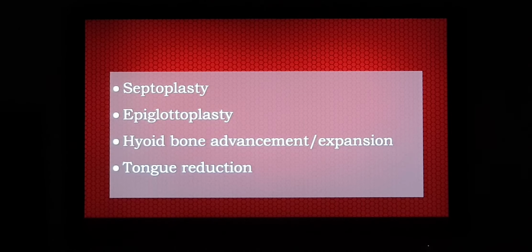With coblation or radiofrequency, we will reduce the size of the tongue. But one point I would like to tell you: septoplasty, we usually don't do below the age of 18. If at all it is done, it is not the only surgery being done. We will combine it with other surgeries and only do a limited septoplasty. The complete septoplasty will be done only after the age of 18. Sometimes the part behind the tongue, which is called the lingual tonsil, is enlarged. We can reduce it by surgery.